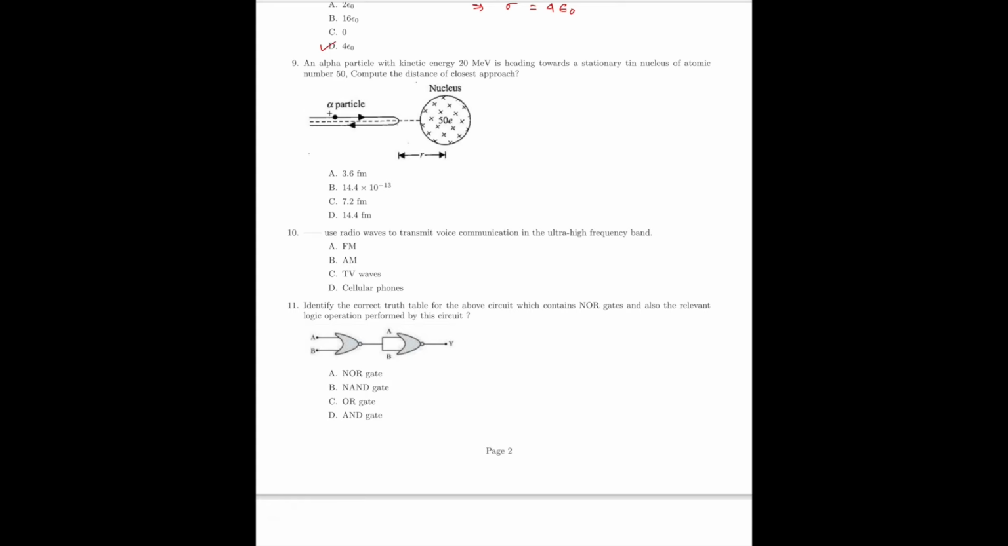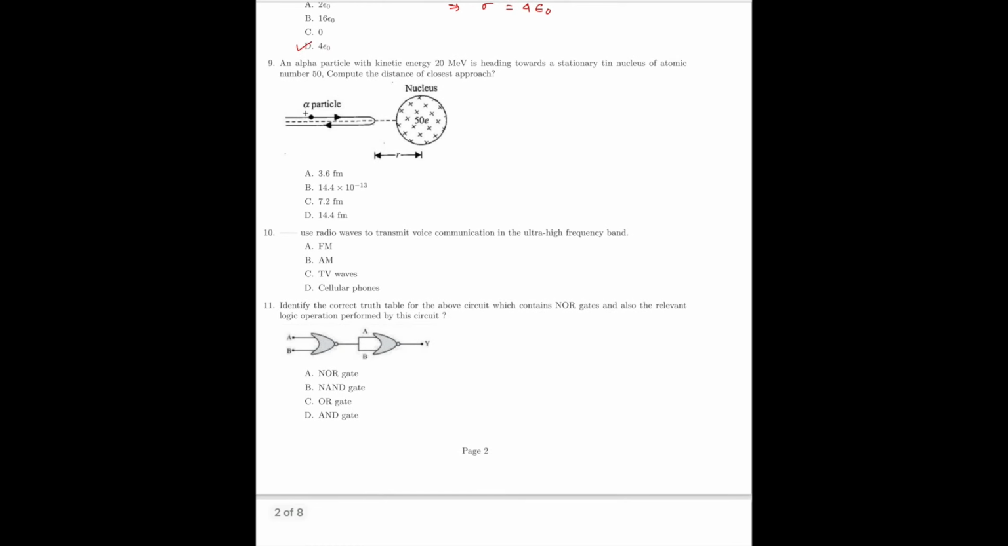In question number 9, the question says an alpha particle with kinetic energy 20 mega electron volt is heading towards a tin nucleus which has atomic number 50. We need to calculate the distance of closest approach. When the alpha particle is very far away from the nucleus, it has only kinetic energy and no potential energy, because the electrostatic potential due to this nucleus is very small because of the distance.